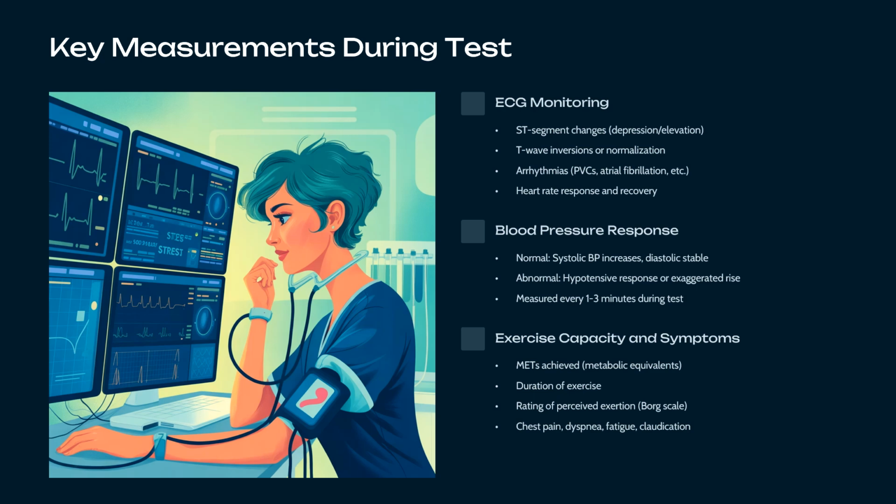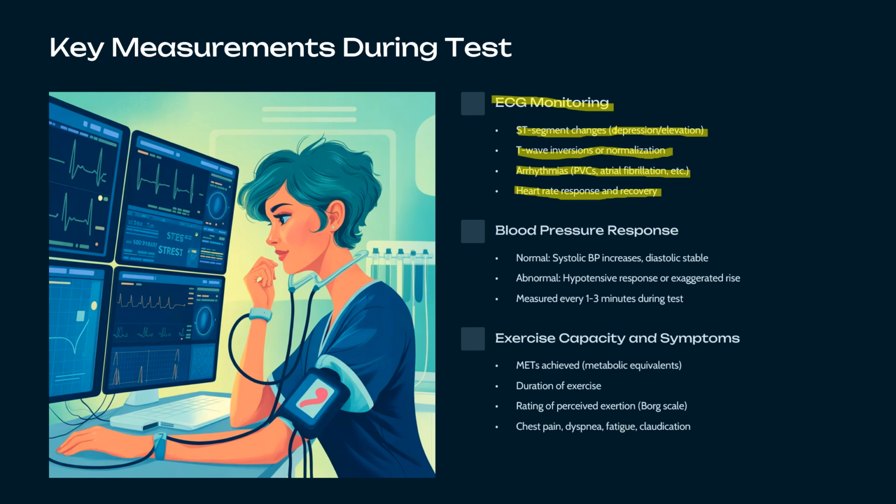Key measurements to be done during the test. As we have discussed, ECG monitoring: ST segment changes, whether depressed or elevated. T-wave monitoring is very important, and whether there is any arrhythmia. Then heart rate response and recovery. Whether the heart rate shows tachycardia, meaning an increase of the heart rate, or bradycardia, a decrease of the heart rate. And recovery means whether the heart rate is returning to the normal level after exercise within 5 to 10 minutes.